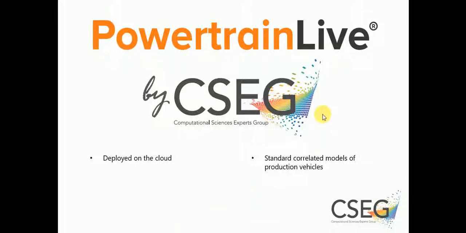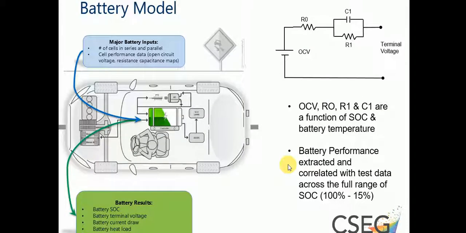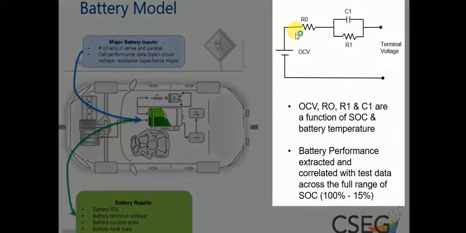This video illustrates the modeling of a lithium-ion battery in a plug-in electric vehicle in PowertrainLive. The full vehicle battery is represented as multiple individual cells in series and parallel. Each individual battery cell is represented as a first-order RC circuit. This representation is shown on the screen.